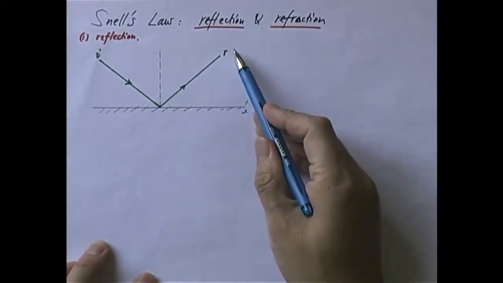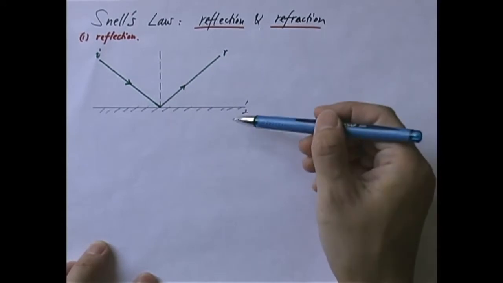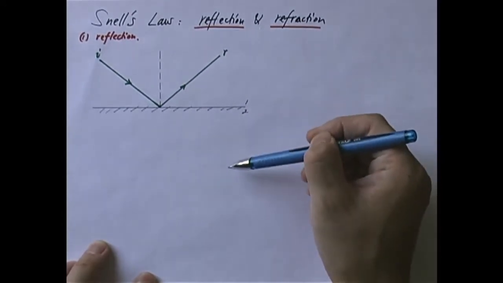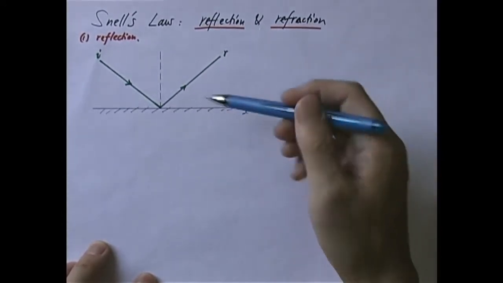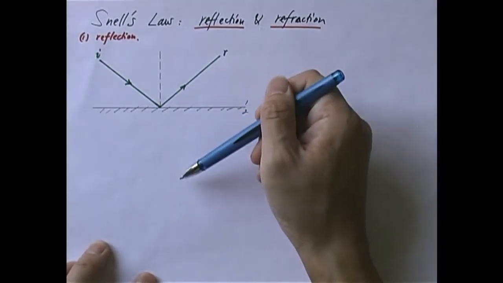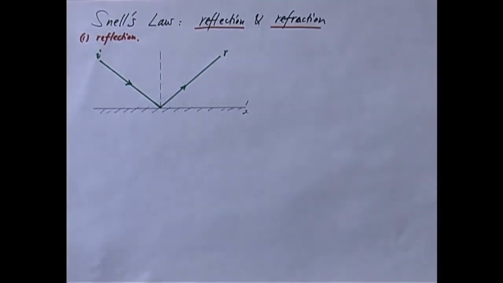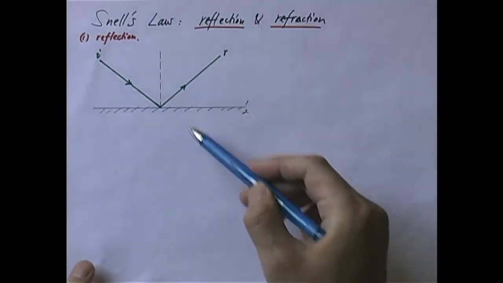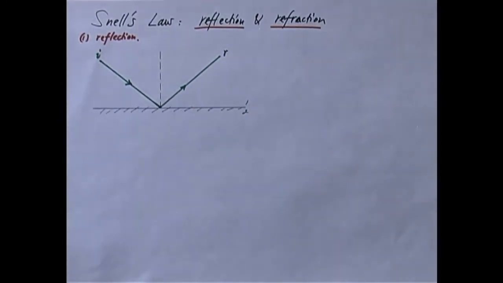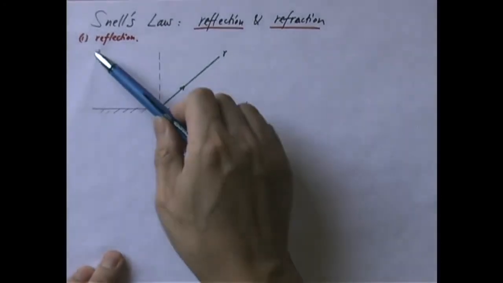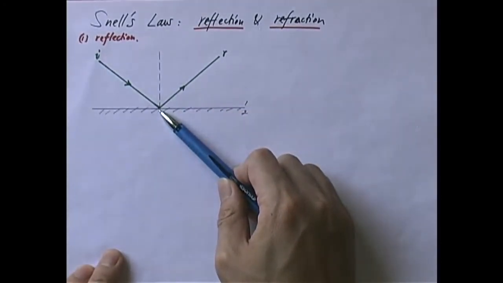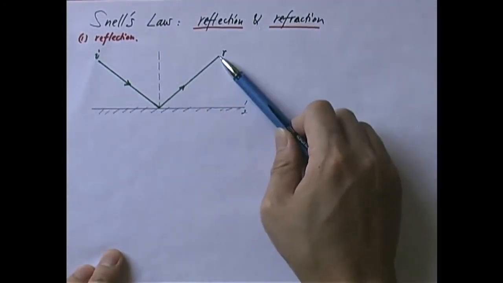The second part of Snell's law is refraction, and that is assuming the second medium is transparent, such as glass, for example. Part of the light will actually get into the second medium. That's called refraction or transmission. So Snell's law has two parts, for reflection and for refraction. Let's first look at Snell's law for reflection. Once we know the incoming or incident beam, it tells us how the reflected beam is going to go.